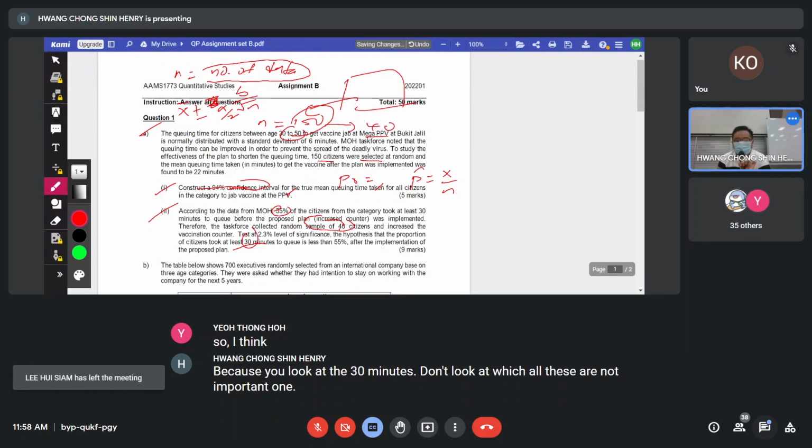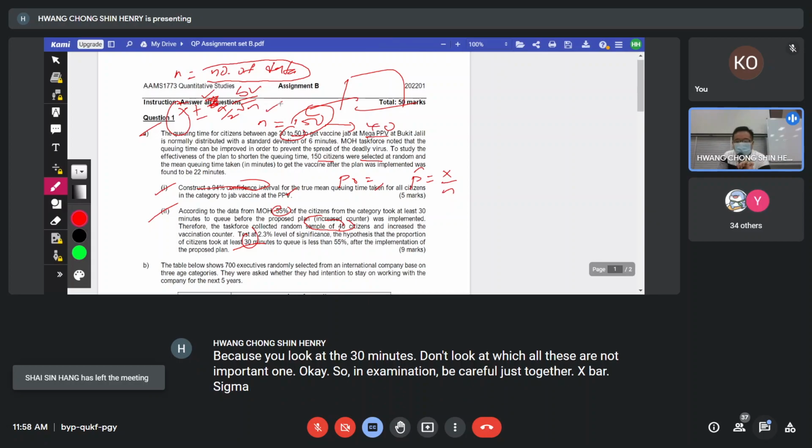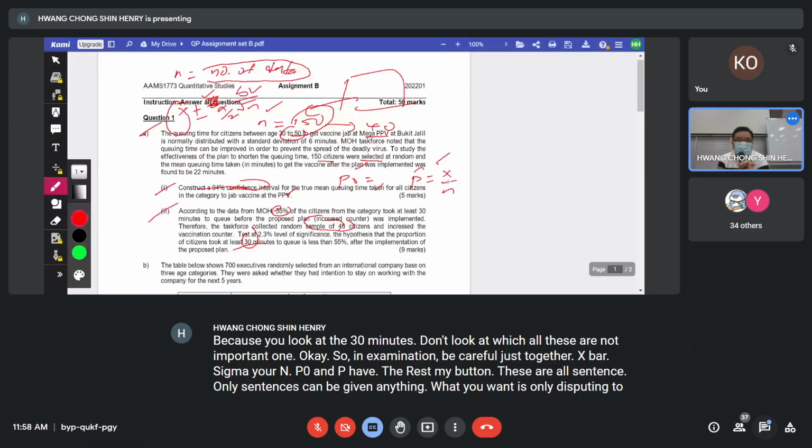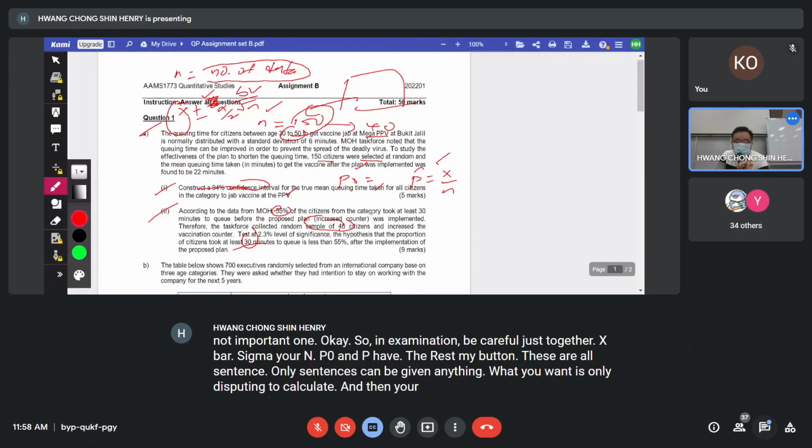Okay, go through again. So in the exam question, be careful. Just look at the X bar, Z, sigma, your N, P0 and P hat. The rest, not important. These are all sentences only. Sentences can be given anything. What you want is only these few things to calculate, and then your formula for Z alpha.